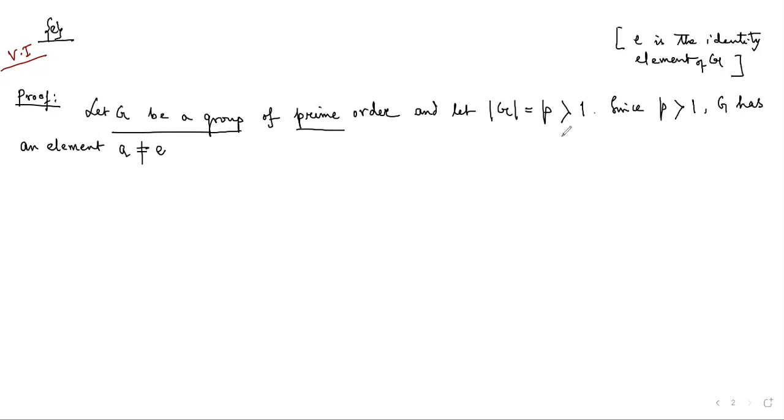But since we are considering a group which is of prime order, and prime numbers start from 2, the group G has some element in it, say a, which is different from e. We know, and this result we have already discussed in our earlier class, that every subgroup of a cyclic group is cyclic.